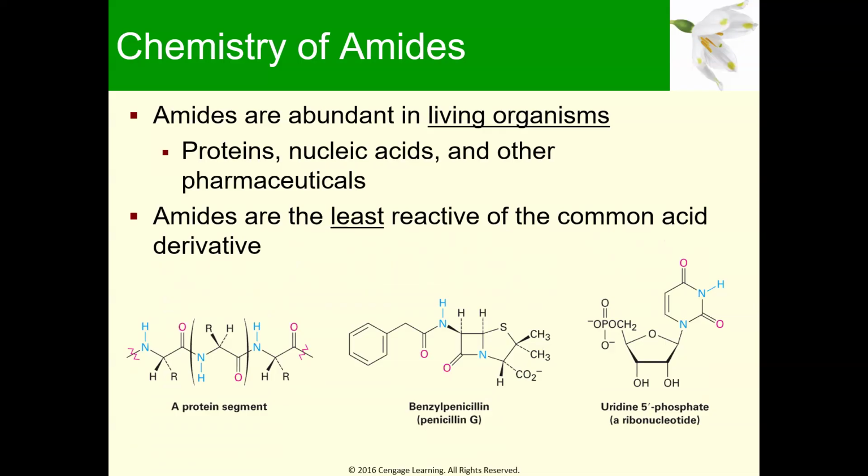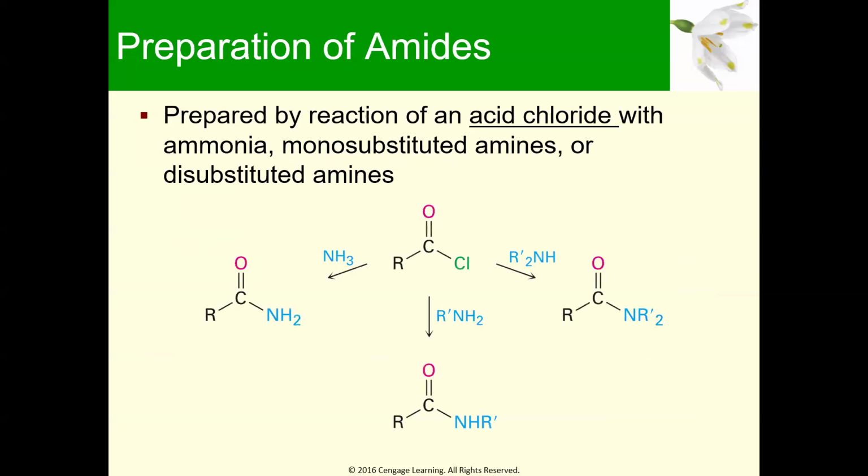Among the carboxylic acid derivatives, the amides are the least reactive. They are the most stable. The typical way to prepare them is to first prepare the acid chloride, which is the most reactive carboxylic acid derivative. And then you just react that with either ammonia, if you want an unsubstituted amide, or if you want a substituent or two on that nitrogen, then you just react it with a substituted amine.